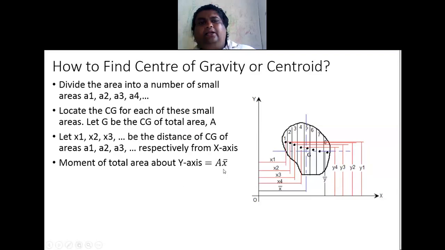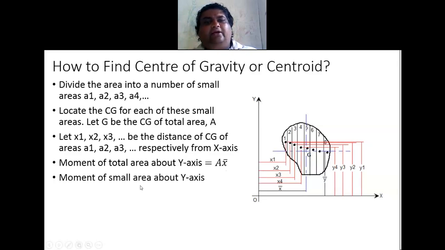Now the moment of total area about the y-axis. Total area is A, where A is equal to A1 plus A2 plus A3 and so on. The sum of all these elemental areas is A, and x bar is the center of gravity of the entire area. That is this point, the intersection of this blue cross line, whatever you can see here. That is the center of gravity represented by G. So the moment of total area about the y-axis is A into x bar.